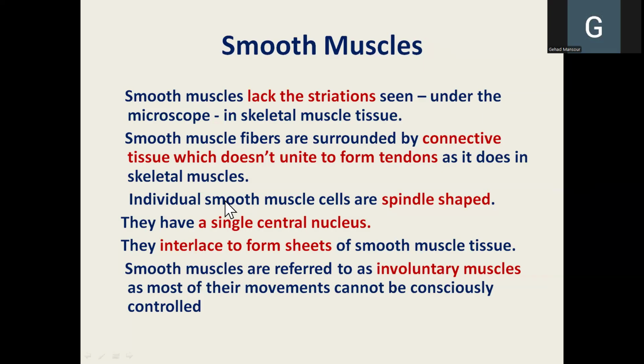As for the individual smooth muscle cell, it is tapered from both sides, and that's why we describe it under the light microscope and under the electron microscope as being spindle-shaped. It has a single central nucleus. The smooth muscle fibers are interlacing, and they form large sheets of muscles.